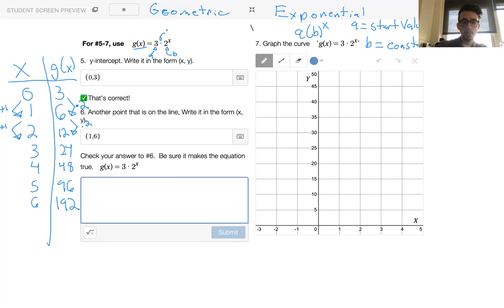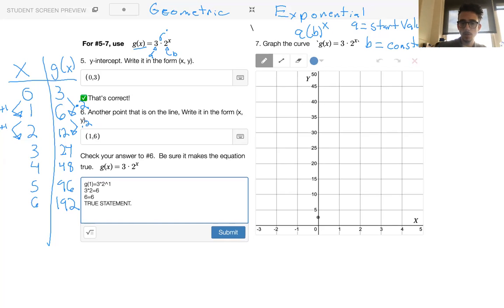To check my work, I could say when x is 1, I'm taking 3 times 2 to the first power, which is really just 3 times 2, which is 6. Claiming 6 equals 6. True statement. So point's good. Let's graph this out.